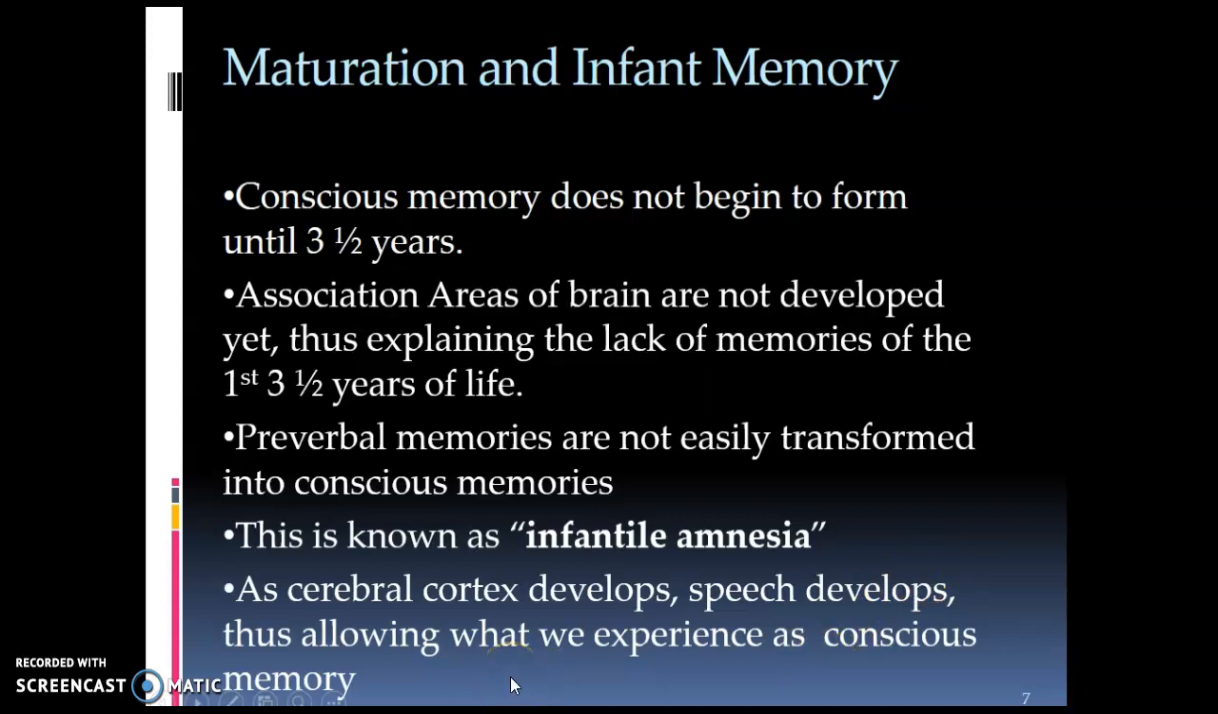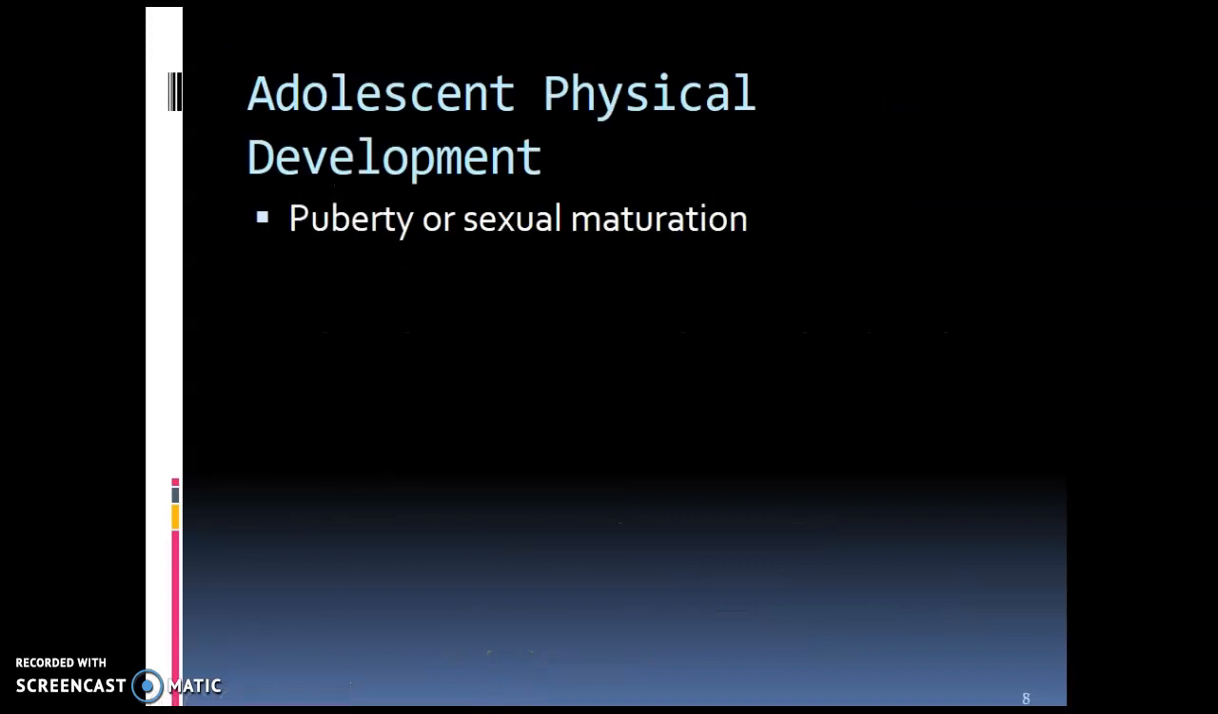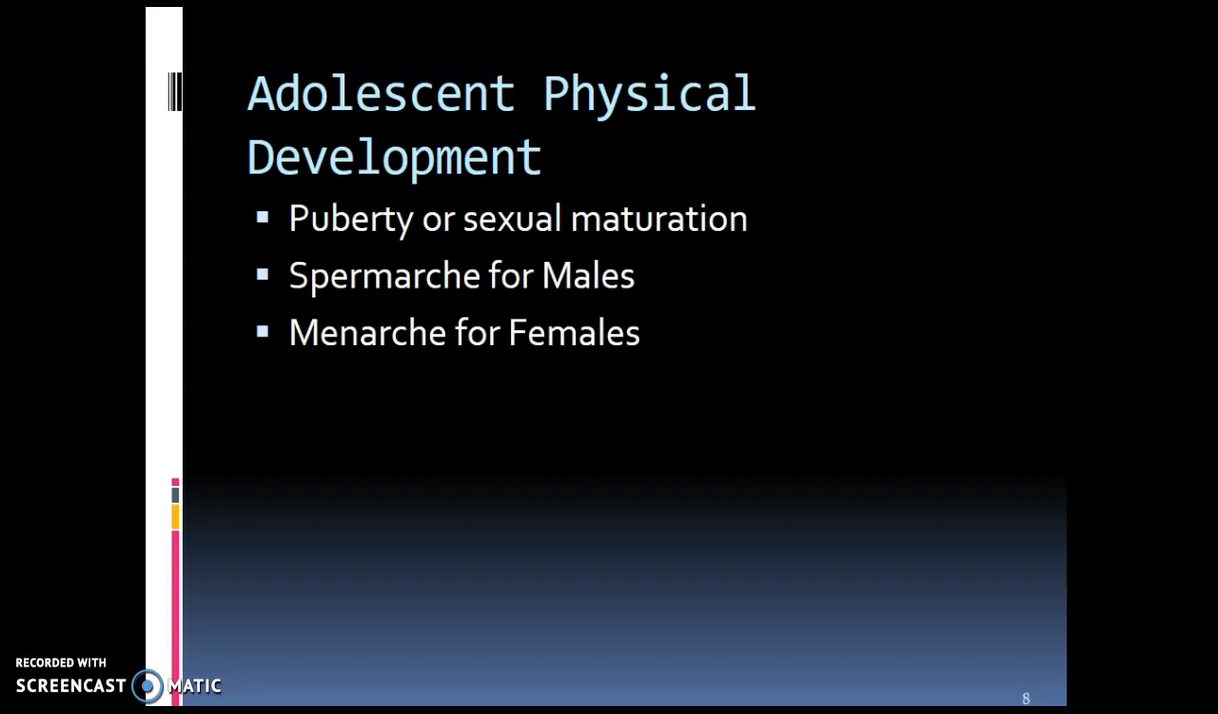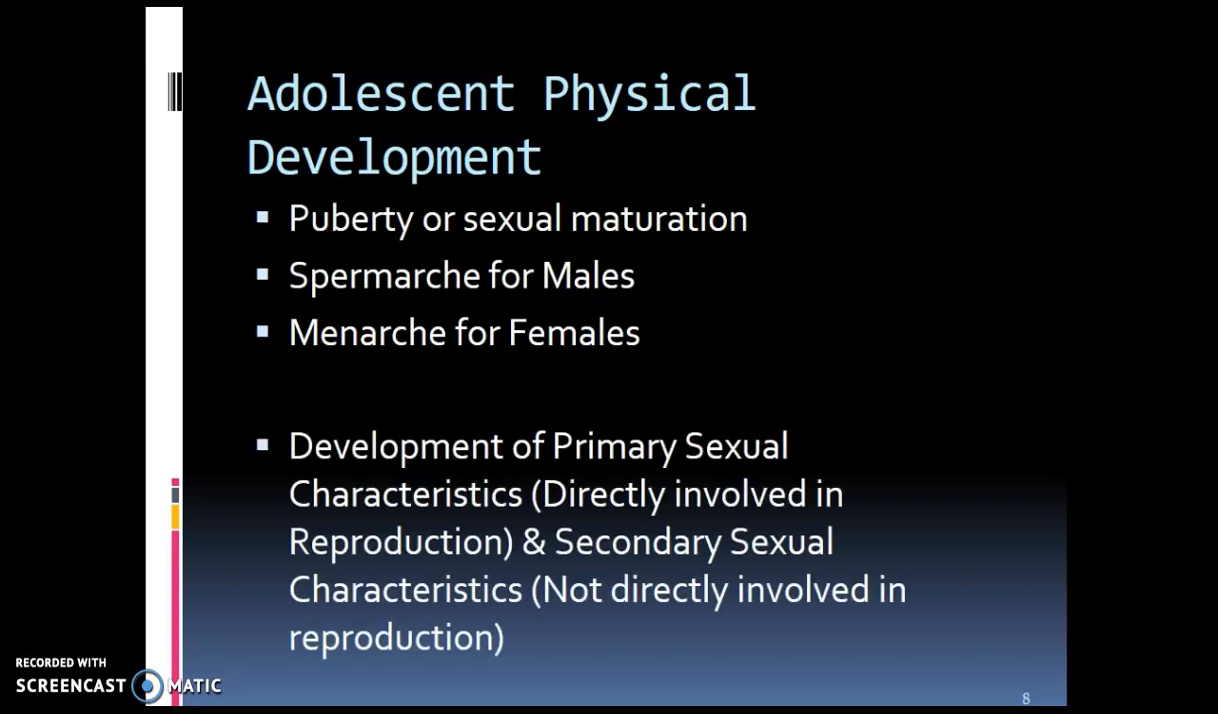When we look at adolescent physical development, puberty or sexual maturation, spermarche and menarche for males and females, basically that's just going to mean you can reproduce at this point. And so we'll have the development of primary sexual characteristics. These are directly involved in reproduction. And our secondary sexual characteristics, those are not involved in reproduction. Like the deepening of a male's voice would be a secondary sexual characteristic.